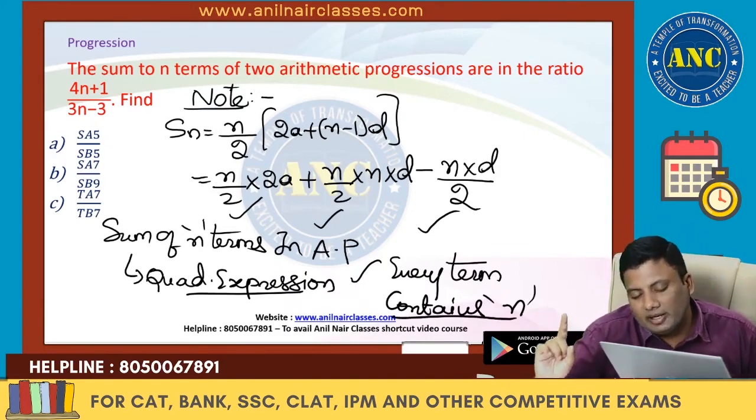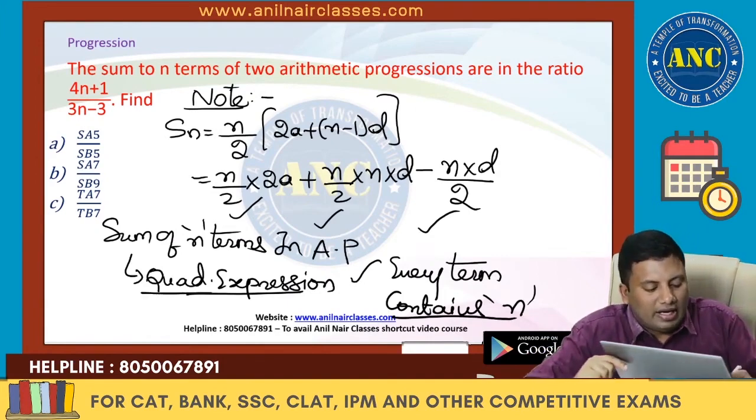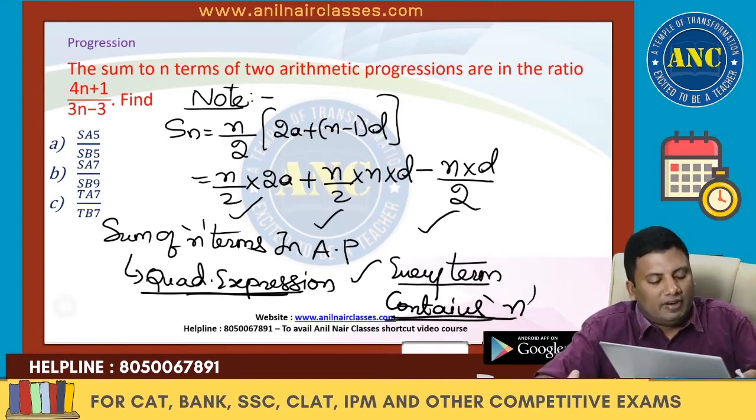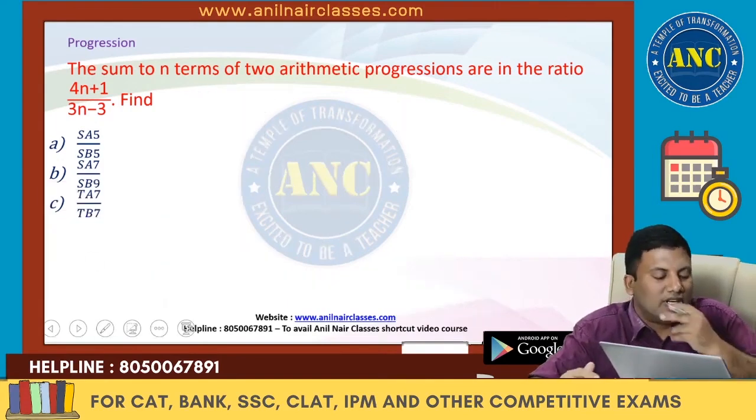The sum of n terms in an AP is a quadratic expression, and every term should contain n. Now see here.